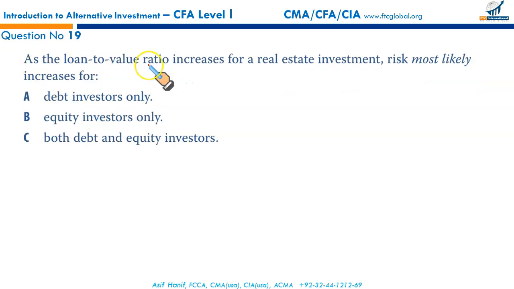As the loan to value ratio increases for a real estate investment, risk most likely increases for, well, the loan to value ratio, when it increases, it would result in higher leverage. So basically higher leverage is for both debt investors and equity investors. So when the loan to value ratio increases, the higher leverage in real estate increases the risk to both the debt investor and equity investor. So that makes C the correct option.